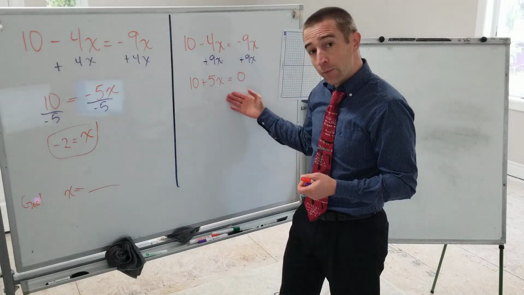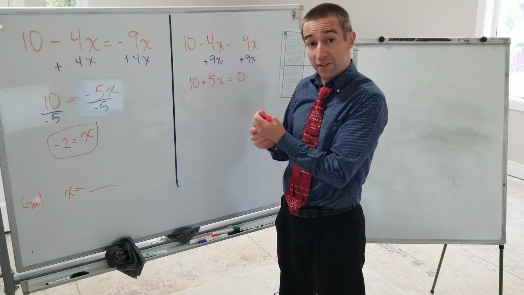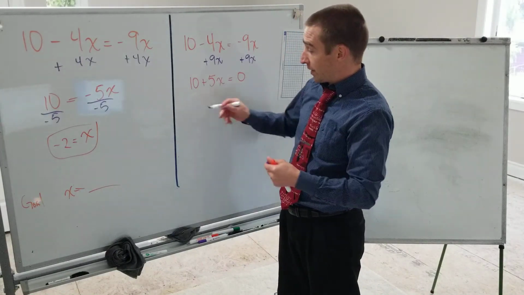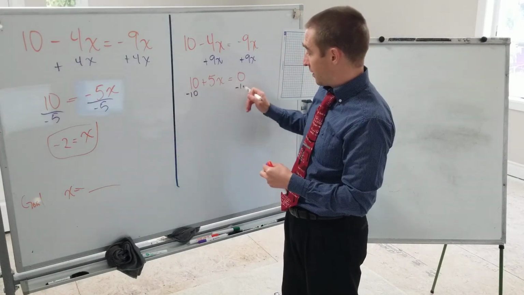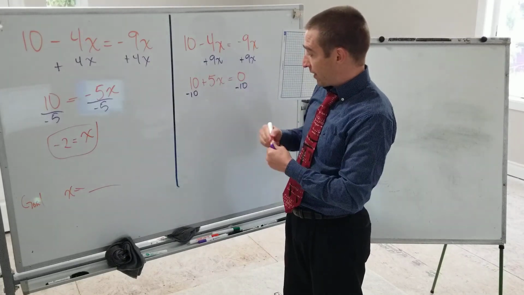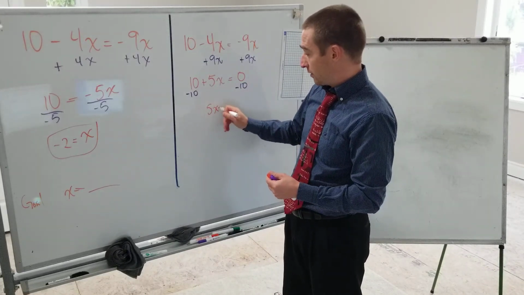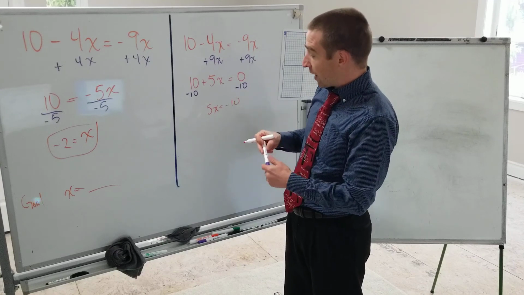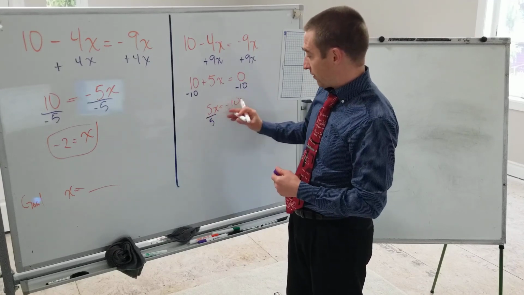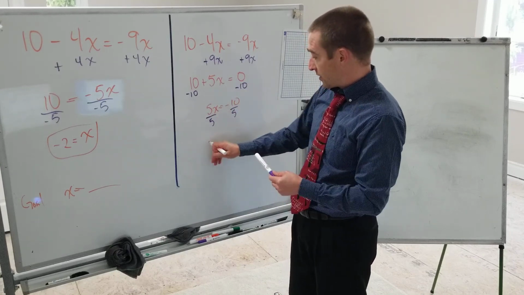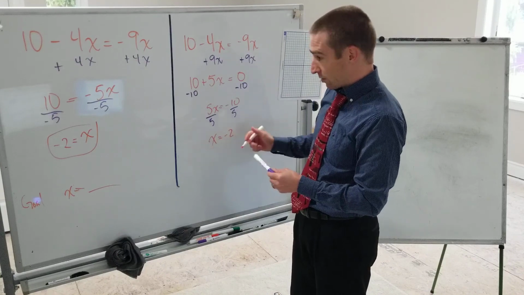This one, we've got a couple more steps, but we don't have to deal with that negative 5x. Right, we're going to get rid of the 10 by subtracting 10 on each side. We'll get 5x equals negative 10. And then we would divide by 5. Divide by 5, divide by 5. And it gives us the same answer, x equals negative 2.